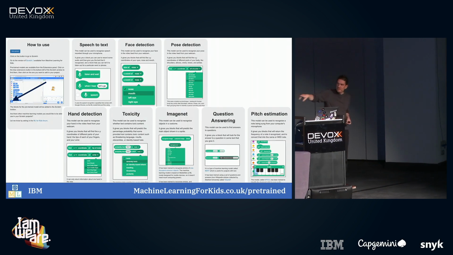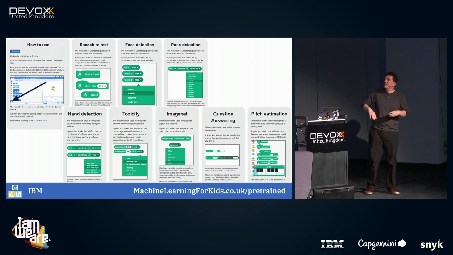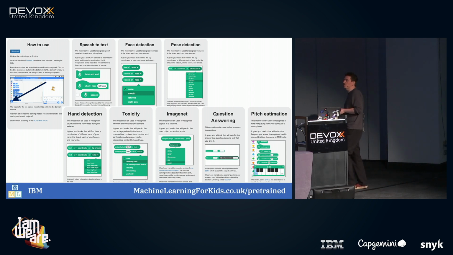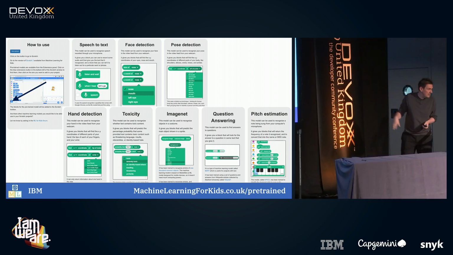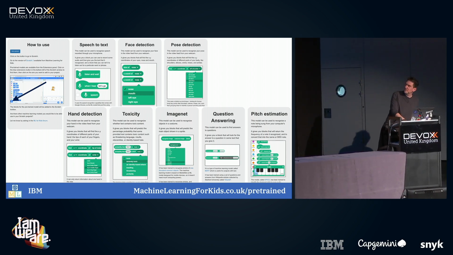Speaking of that page, machinelearningforkids.co.uk/pretrained, there's loads of other models that this can load into Scratch, including a ton of models that are already out of the box. So some of them you've probably heard of. ImageNet is a really, really well-known image classifier. But we found a few others as well.